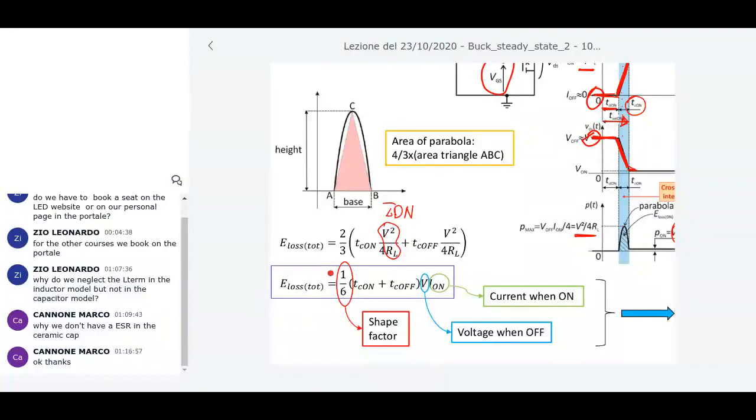Always in a computation like this, you can recognize that the energy loss has a factor which is given by the shape of the power. It's a parabola and gives you 1/6. Then you have the summation of the crossover time for P on and P off. Then you have the voltage V when the MOSFET is off, and you have the current when the MOSFET is on. Of course, this is the energy.